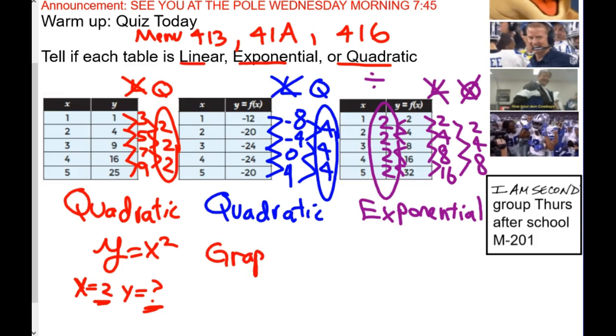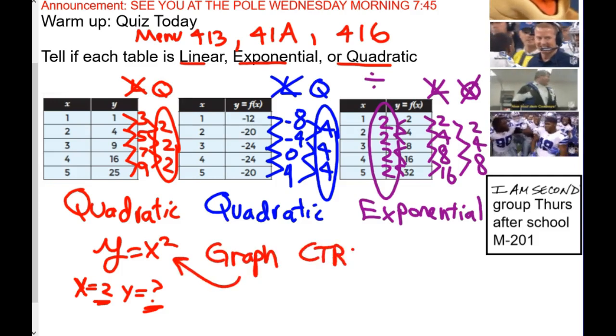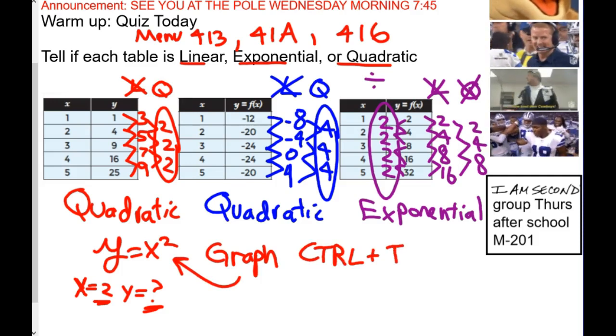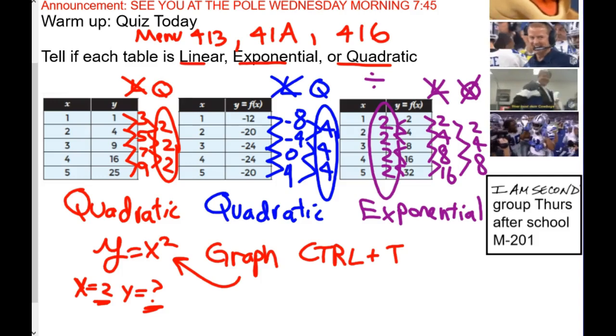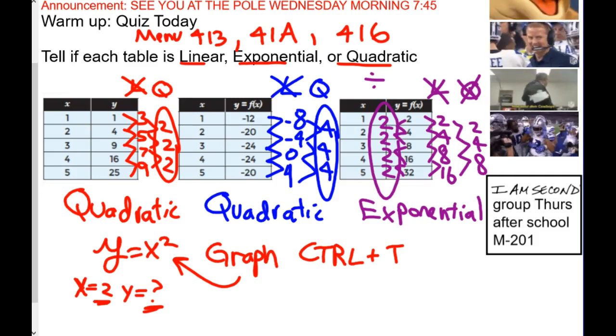So if you hit graph, type in your equation, and then hit Control T. Okay, this is nothing new. We've been doing this, should have, this last week on the 2 assignments. Okay, but if you have an equation, it's asking you something about the information, you're probably going to have to graph it, hit Control T, and find those values, tell me the other one, okay?